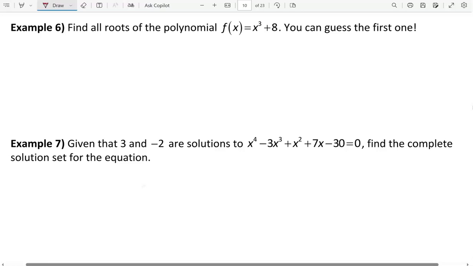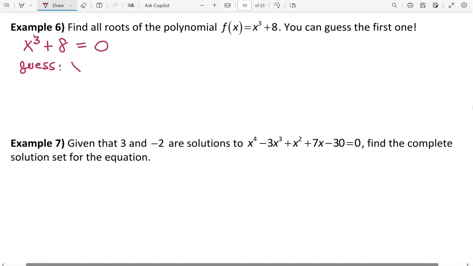So, in example 6, for instance, if we have a polynomial f of x equals x cubed plus 8, and we are asked to find all roots, the roots are solutions to the equation f of x equals 0. So since it's a third degree equation, the highest exponent on x in this polynomial is 3, so that means that there are going to be 3 solutions. We're going to guess the first one.